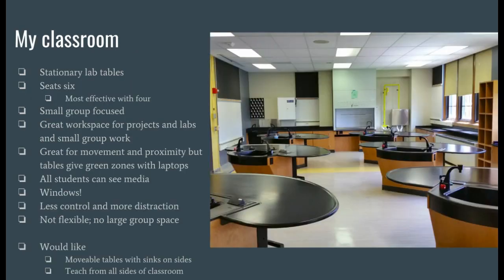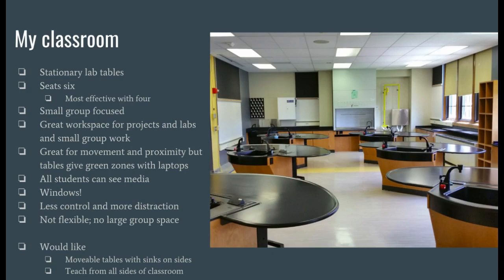And then we have my classroom. So this is a stock photo, it was a better picture than what I could get from when they actually did the renovation a couple of years ago. They're stationary lab tables. They seat 6, which is what we have in our classes right now. It would be most effective, and they work better when there are 4 students at a table. They have more than enough room to work. They have some space, but they still interact. The 6 at a table gets a bit crowded. They're great workspaces for projects in the labs and small group work.